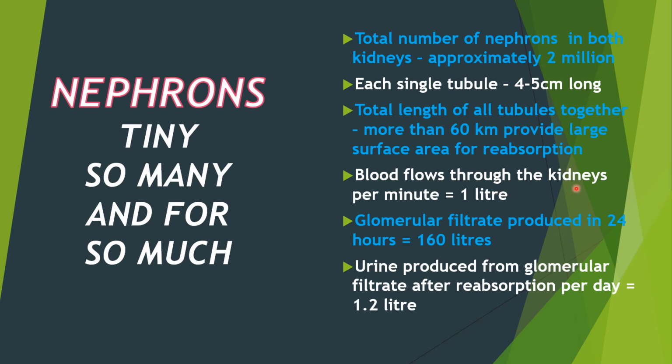Blood flows through the kidneys at 1 liter per minute. Glomerular filtrate produced in 24 hours is 160 liters. Urine produced from the glomerular filtrate after reabsorption per day is 1.2 liters.